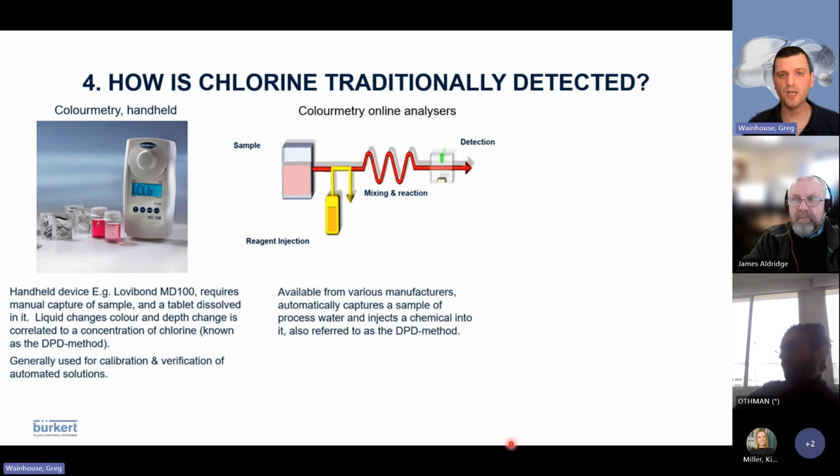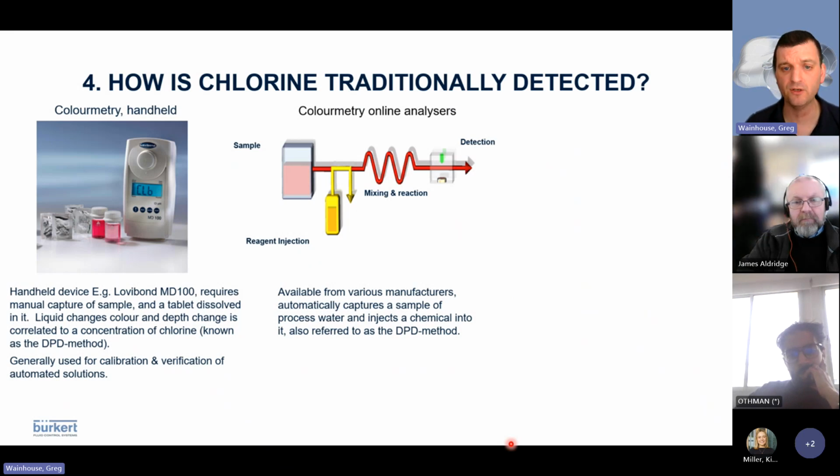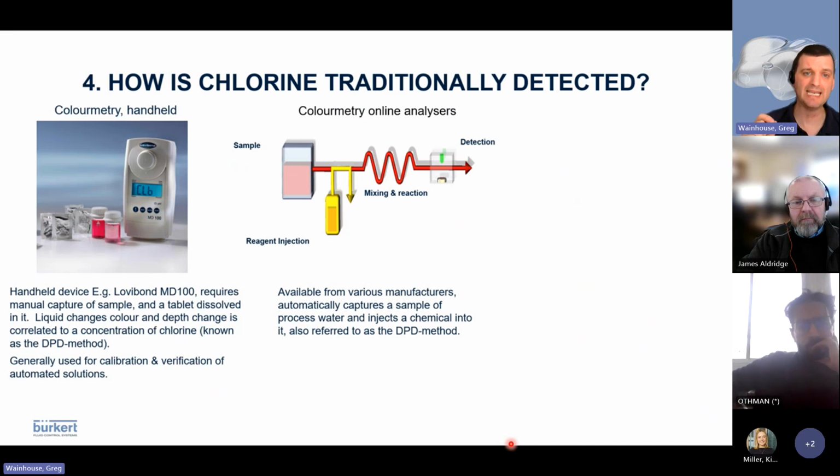There are online versions of the DPD method. There are various different manufacturers that offer online colorimetry analyzers. Bürkert is not one of those, I will admit, not for chlorine at least anyway. We do have an iron sensor which uses a colorimetry method. But it is essentially exactly the same process as the handheld device, but it's just automated.